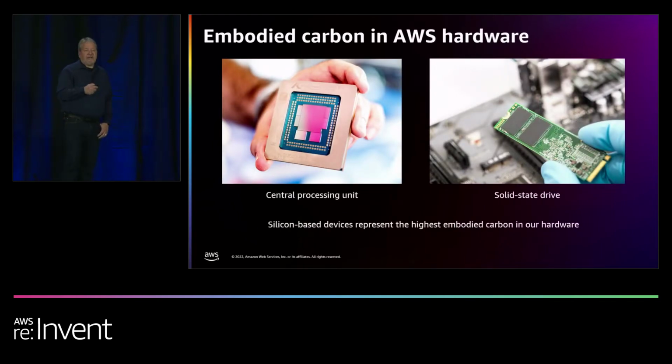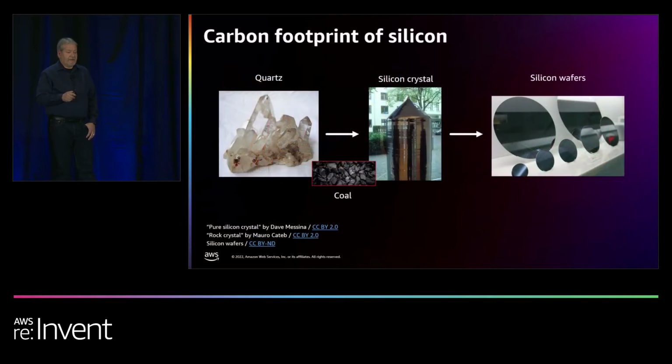So inside of AWS, we have teams that study the embodied carbon associated with the different components in our hardware, and I work pretty closely with those teams. We've discovered that the highest amount of carbon actually comes from the silicon-based devices in our products, including processors and SSDs. So why do silicon devices have such high embodied carbon? Well, to understand why, we have to talk about the entire life cycle of a silicon device, like a processor or an SSD. And so it all starts with mining very, very pure quartz out of the ground.